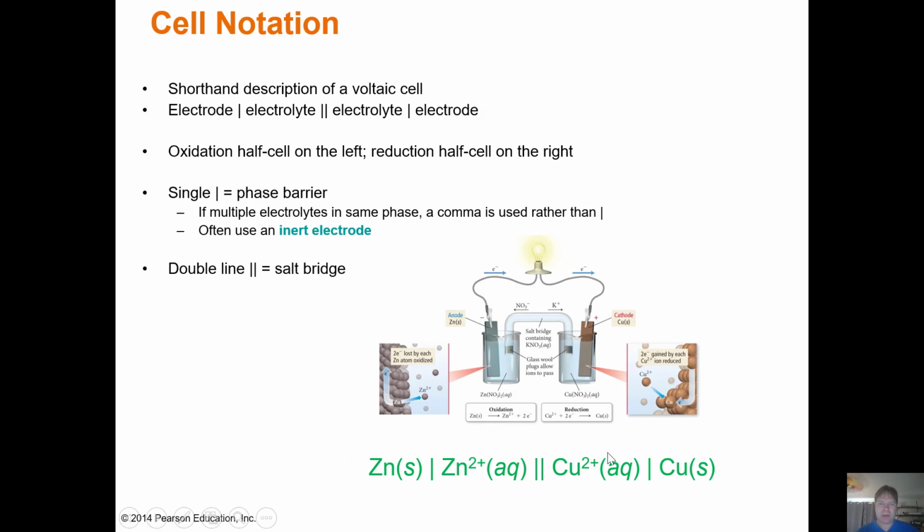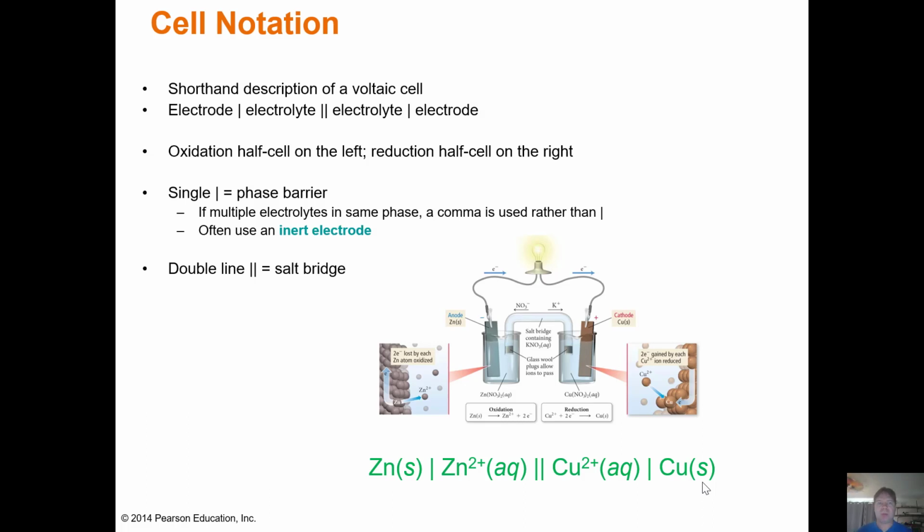So we can look down here. Here we're showing an example of cell notation. We're starting with where oxidation occurs, so the anode. So we've got the electrode. We have a single line showing the phase barrier between the electrode and the electrolyte solution. We're also, of course, showing the S and AQ to show the physical states. Then we have the double line to show the barrier of the salt bridge. And then we have the other location, we have the electrolyte. And then we have the single line, and then we have the other electrode, the cathode, at which the reduction occurs. Okay, so this is cell notation.